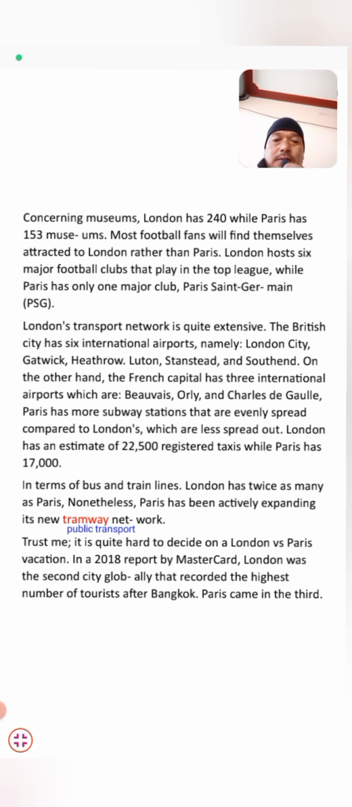In a 2018 report by Mastercard, London was the second city globally that recorded the highest number of tourists, after Bangkok. According to the report, London stood in second place, with Bangkok first, and Paris came in third position in terms of tourists.